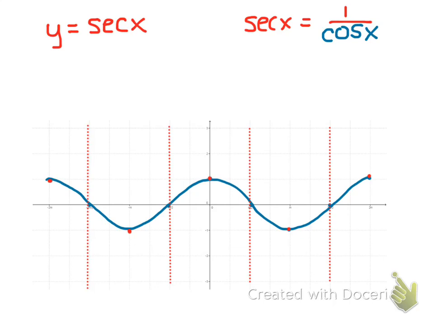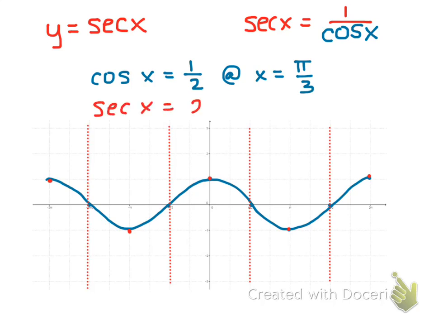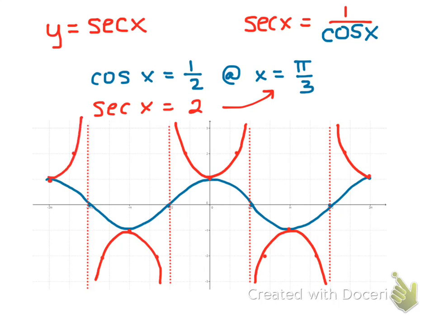Well, a nice value of the cosine is 1/2, and the cosine has a value of 1/2 when x is pi over 3. So that means that the secant will have a value of 2 when x equals pi over 3. So let's plot some points at pi over 3, 2, and then all the other pi over 3 values: -pi over 3, 2, 2 pi over 3, -2, and so on. And then we see the general shape of the secant graph.